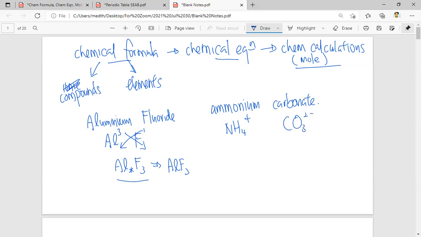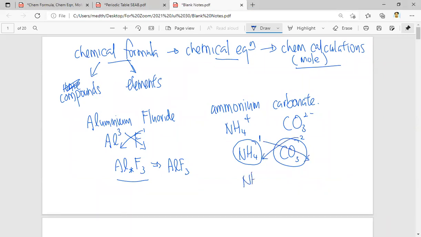So we can't crisscross like that because I don't always write the plus and the minus sign. So I must first convert this into NH4. Because it's a polyatomic ion, I'll draw this circle like this. Plus means the bonding number is 1. CO3 2 minus means that I got CO3 clustered together. The bonding number is 2. So once I've gotten the circles properly and the bonding number properly, I can now do my crisscross.